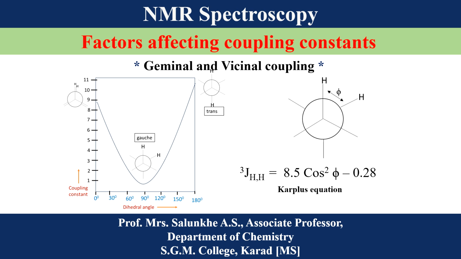Welcome students. Let us study factors affecting coupling constants. We know that the magnetic interaction between non-equivalent protons is known as coupling. It is also known as spin-spin coupling, and due to coupling of protons, splitting of the signal takes place. In this video, we are going to see which factors affect geminal and vicinal coupling.